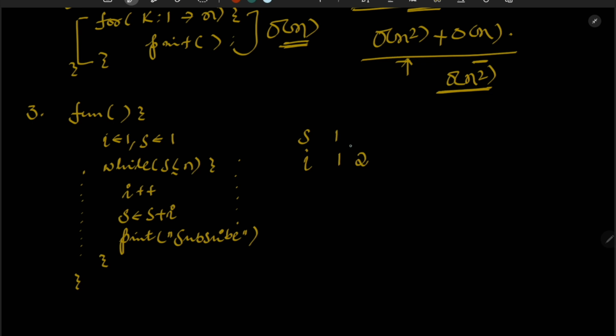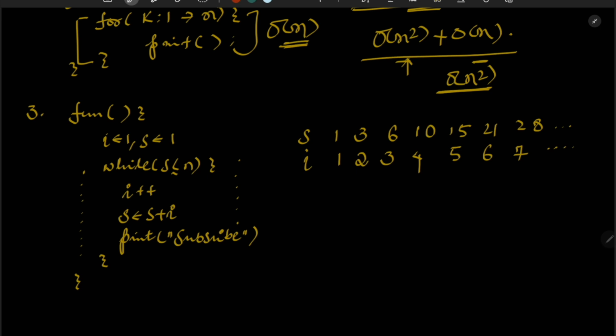So s is 1 and i is 2, so the value becomes 3. Then in the next iteration i becomes 3 and s becomes i plus s, so s is 3 and i is 3, so this value becomes 6. Then for 4 likewise we will have this as 10, for 5 we will have it as 15, for 6 we will have it as 21, for 7 we will have it as 28, and so on and so forth.